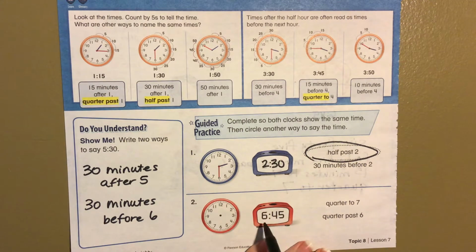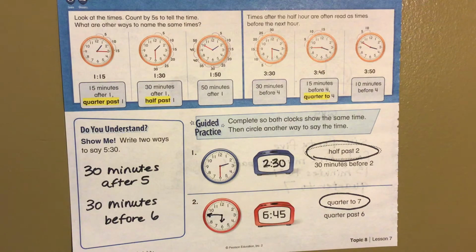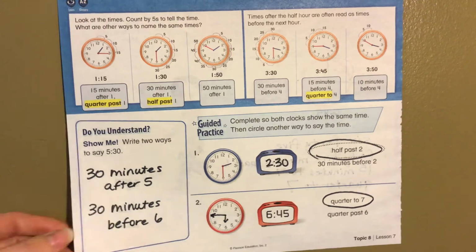Okay, number 2. Let's see, quarter to 7. So I need to draw 6:45. Let's see, 6:45. Is that 6:15 or is it 6:45? It's closer to 7. So we're actually going to say it is 6:45. All right, let's go ahead and go into our independent practice page.